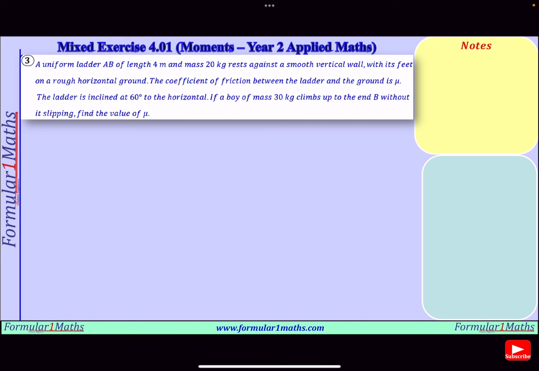Question 3. A uniform ladder AB of length 4 meters and mass 20 kilograms rests against a smooth vertical wall with its feet on a rough horizontal ground. The coefficient of friction between the ladder and the ground is mu. The ladder is inclined at 60 degrees to the horizontal. If a boy of mass 30 kilograms climbs up the end B without it slipping, find the value of mu.